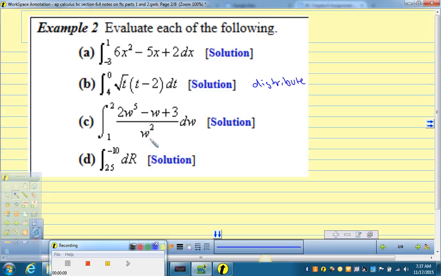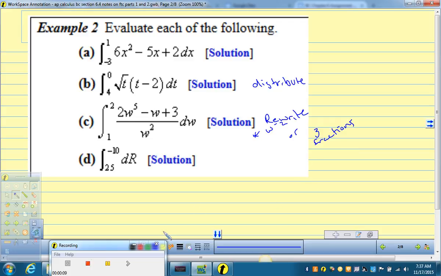Right? Because there's just one thing here. So this could be 2w to the 5th over w to the 2nd, minus w over w to the 2nd, plus 3 over w to the 2nd, and then write them each as a power of w. So you need to do a rewrite here. Either multiply by w to the negative 2, or 3 fractions. You could do long division as well, but nobody is going to choose to do that, I don't think.